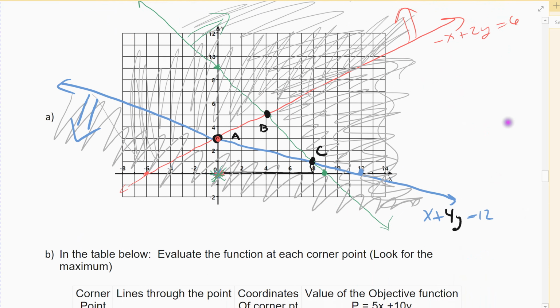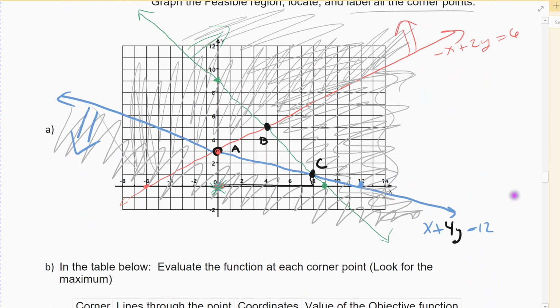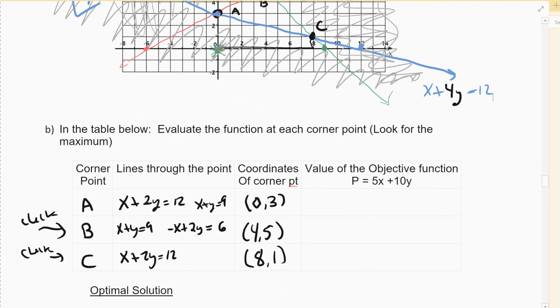Negative x plus 2y equals 6, and x plus 4y. Alright, the rest of them I did fine. I put a 2y there instead of a 4y. And so that should have been a 4y, and that should have been a 4y. Then it should check. Right?